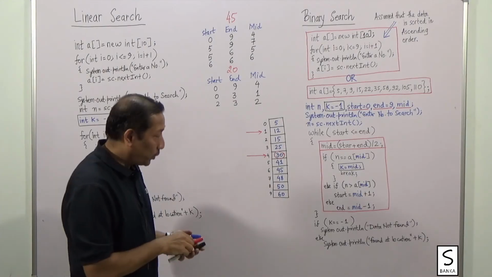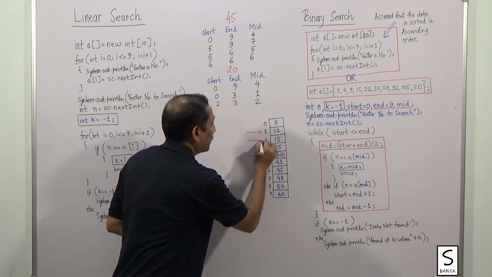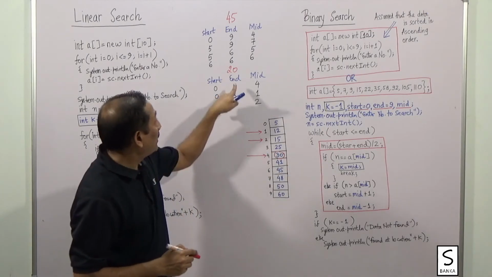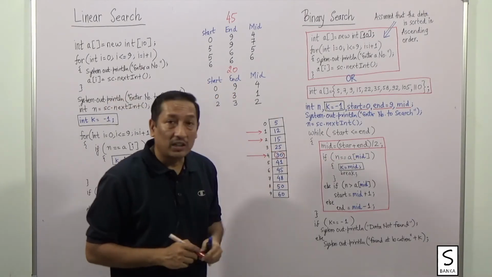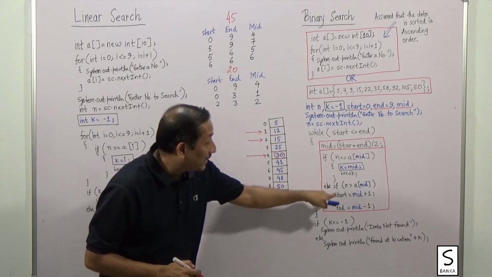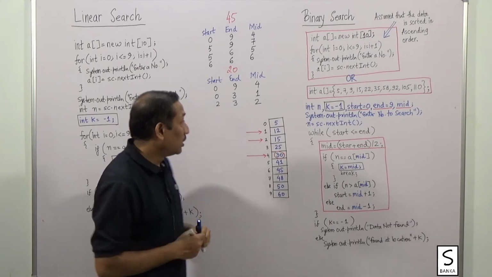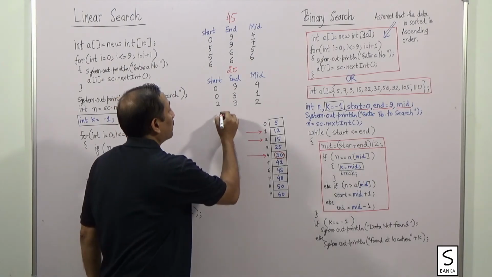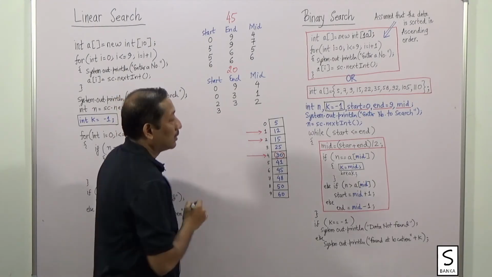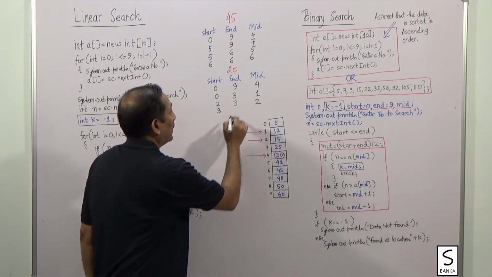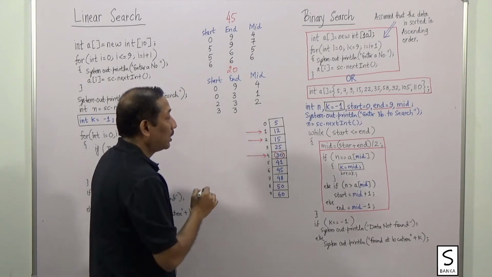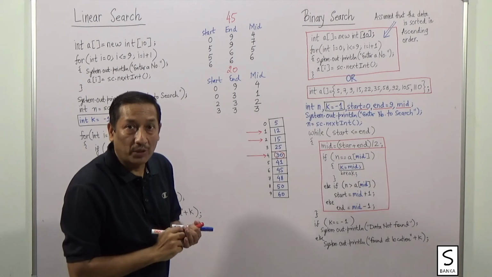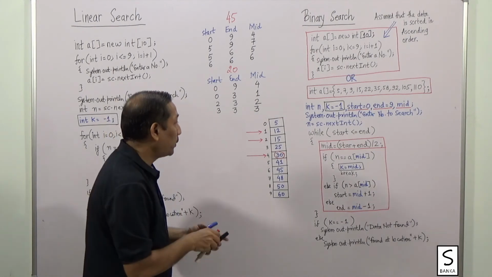So the new midpoint that we get is 2. Once again, is 20 equal to A2, that is 15? No. Is 20 greater than 15? Yes. So if it is greater, what value will we change? We will change the value of start, that is mid plus 1, and end is also 3 right now, and because of that the midpoint will also come 3. So we will get 2 3s here, and the midpoint is also 3.